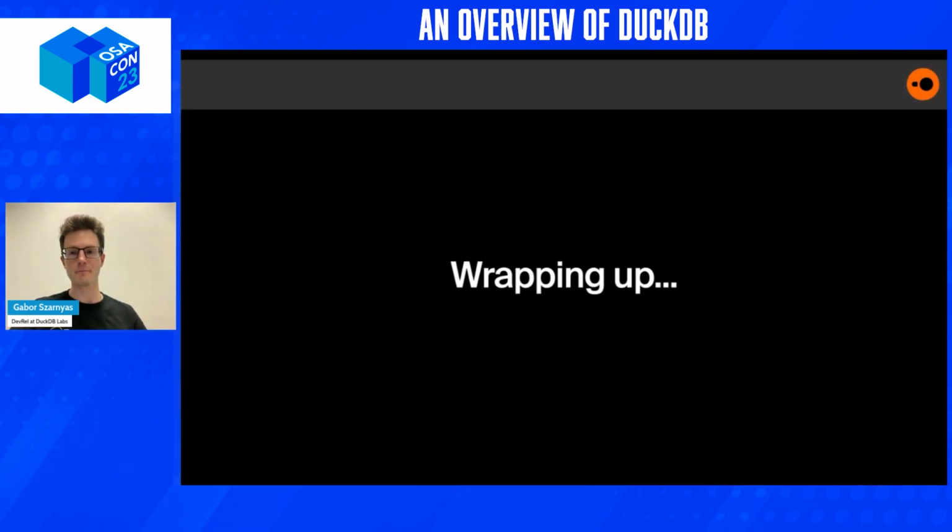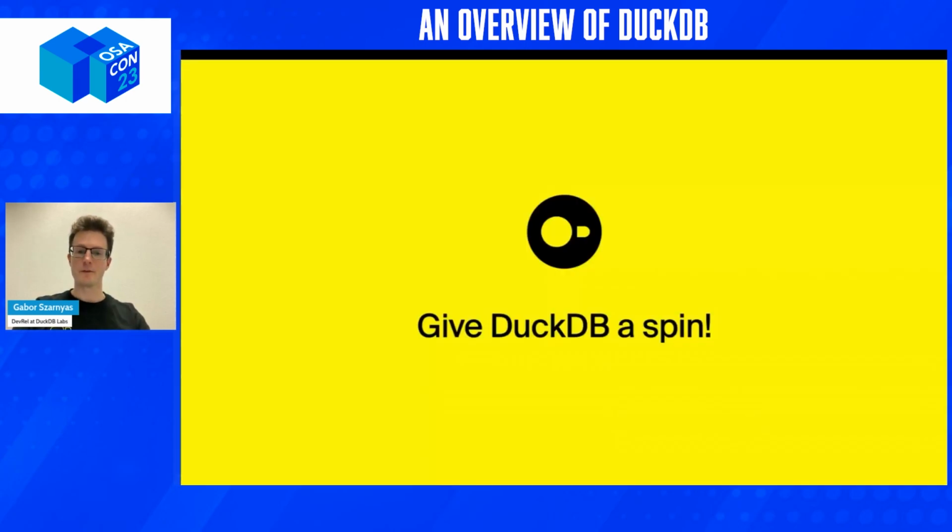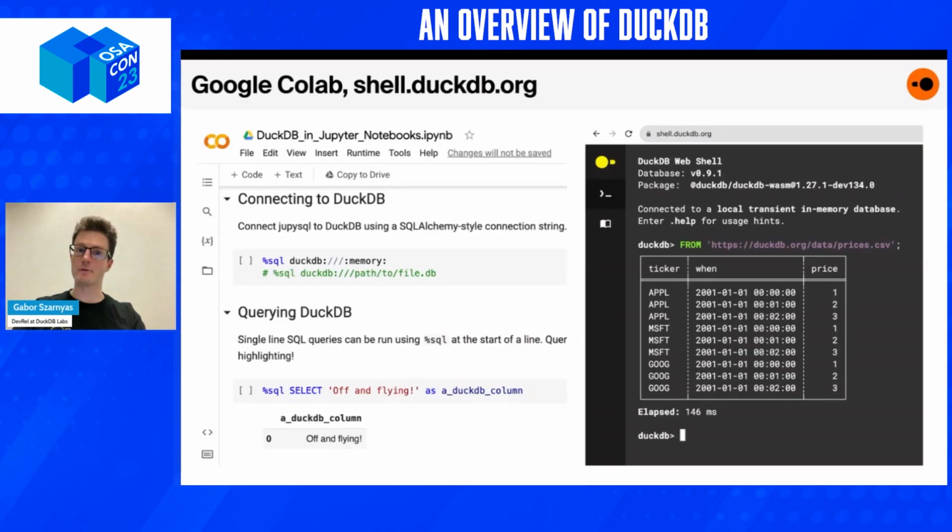So to wrap up, I think DuckDB is a funky system because it's a good old school open source project where you can work with CLI, work offline, and you have a standards compliant SQL that doesn't lock you in. It's very fast, and it has support for many of the popular data formats. So if you're interested, give DuckDB a spin. It's pre-installed in Google Colab. We have the WebAssembly shell for you to play with.